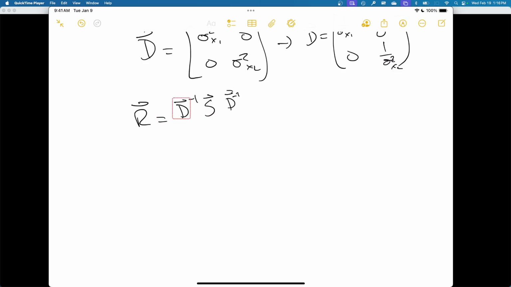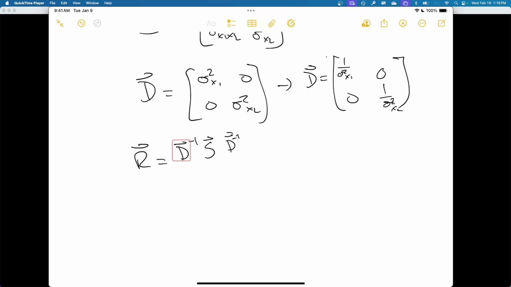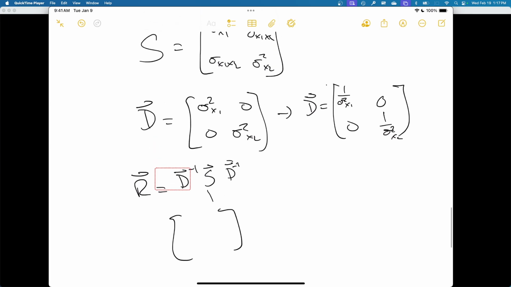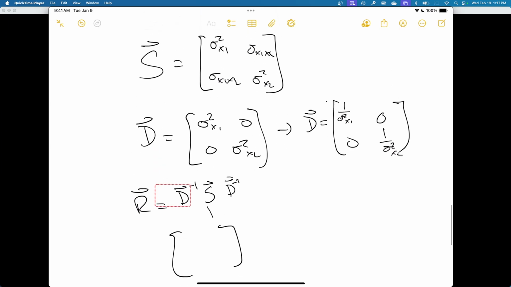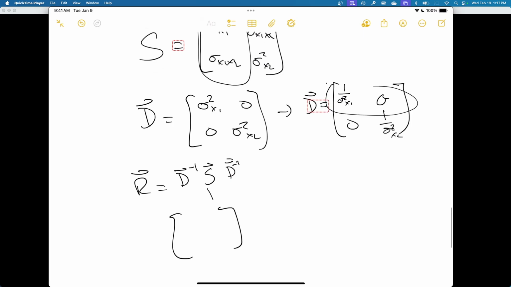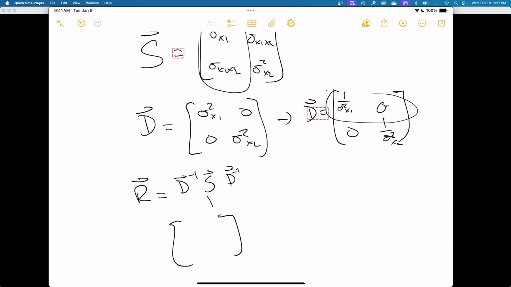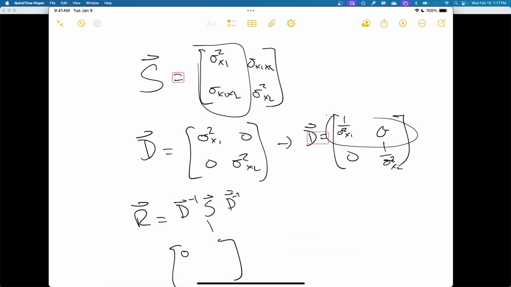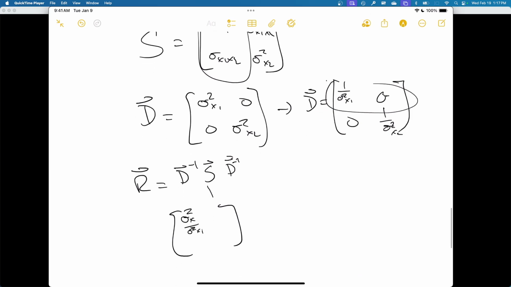So if we do our matrix products, first of all, I always check the size. Diagonal matrix has 2 columns, S has 2 rows, so they can multiply. If we do the first multiplication, we take the first row of this times this column. And you note conveniently that the 0 knocks out our covariance there. So this will be sigma squared x over sigma squared x1, right?